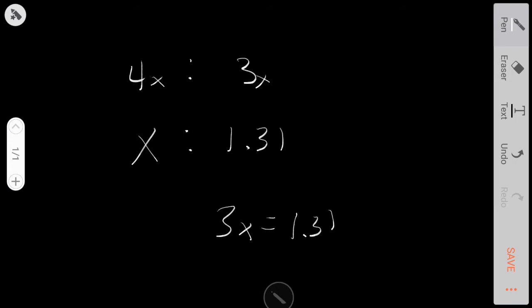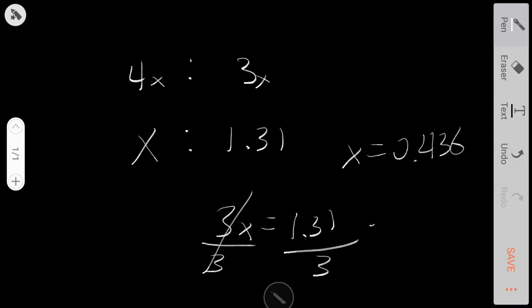Alright, to get x alone, you'll need to divide both sides by 3. And therefore you'll find that x is equal to 0.4366. Alright. So now to find out how many moles I need over here, I'm just going to take that number and multiply it by 4. And that's going to tell me how many moles I'll need to react with oxygen.